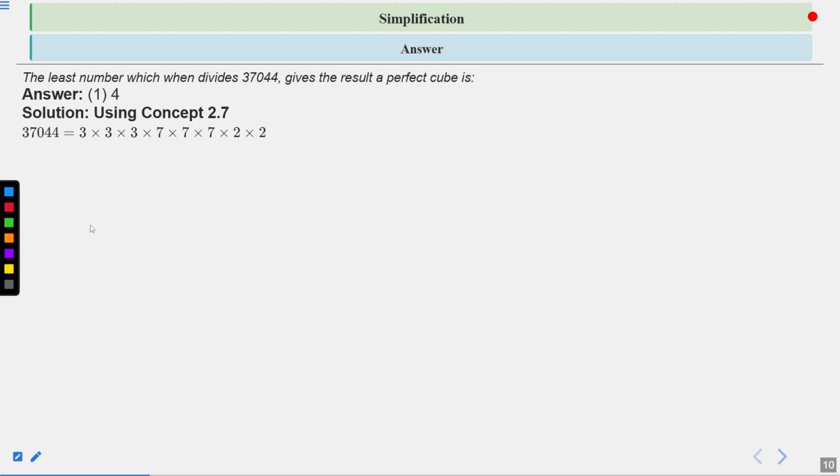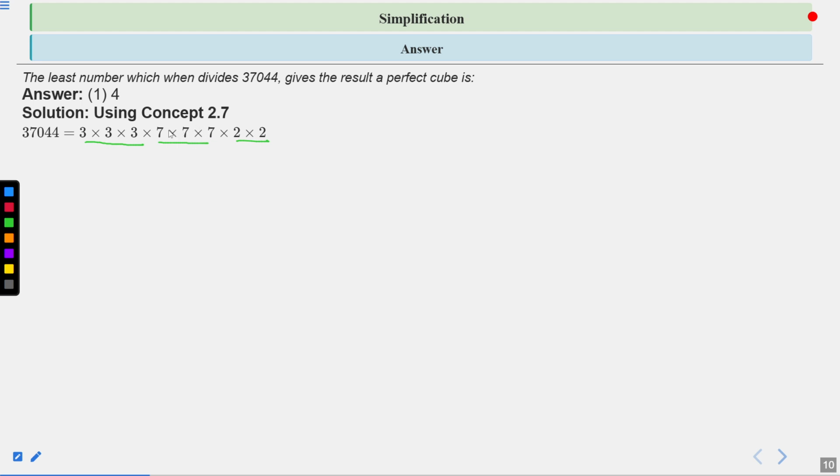The number is 37,044. First we do the prime factorization of this number. When we prime factorize it, we get 3 into 3 into 3 into 7 into 7 into 7 into 2 into 2. Now we can clearly see that this number is not a perfect cube, because we have a cubic group of 3 and also a cubic group of 7, but we don't have a cubic group of 2. If we divide this number by 4, we get 3 into 3 into 3 into 7 into 7 into 7. So this number will become a perfect cube.